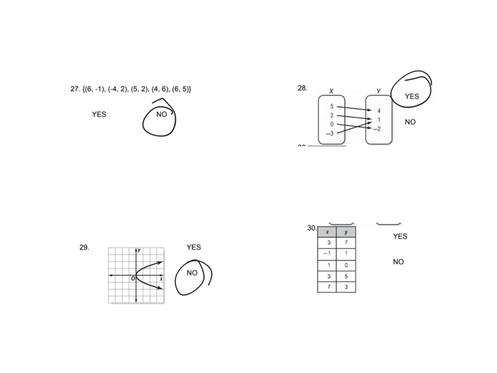And then again for 30, this is a table very much comparable to our sets of ordered pairs and our mapping. And I'm looking for doubles in the X column. I do see one. I see 3 and 3 and 3, 7, 3, 5. That is not one output for every input. So that is not a function.